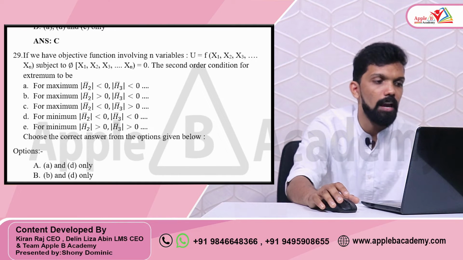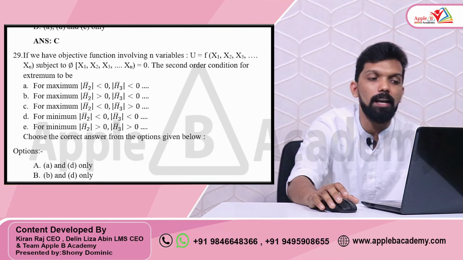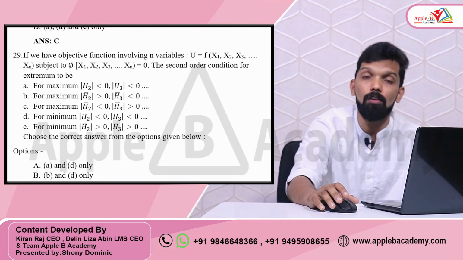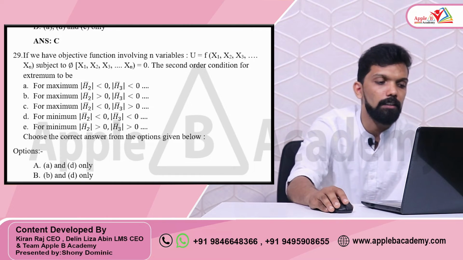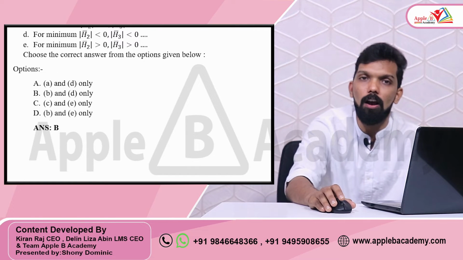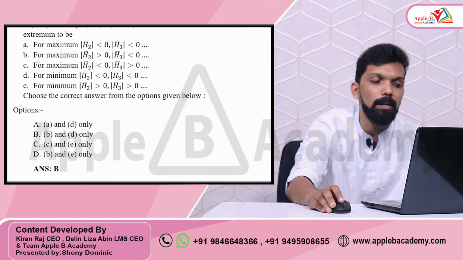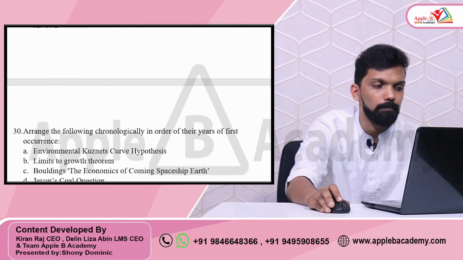So 29th question, if we have objective function involving n variables, u equal to the function of x1, x2, x3 and xn, subject to pi x1, x2, x3 and xn equal to 0. The second order condition for extremum to be... Certain statements are given. The right answer for this question is option B, which is B and D only correct.